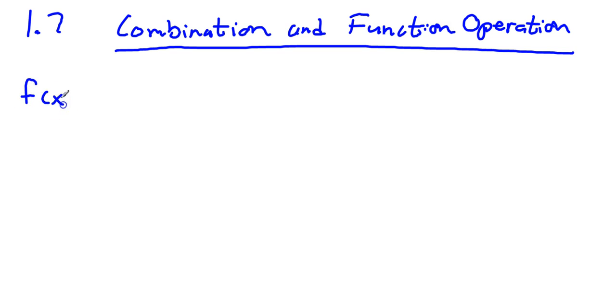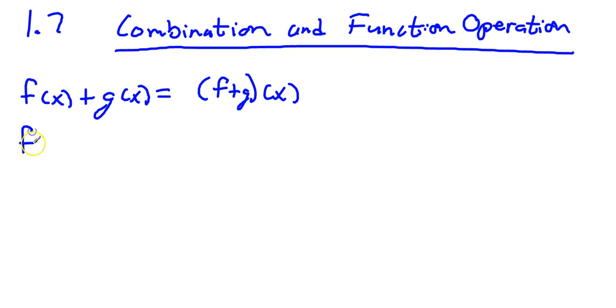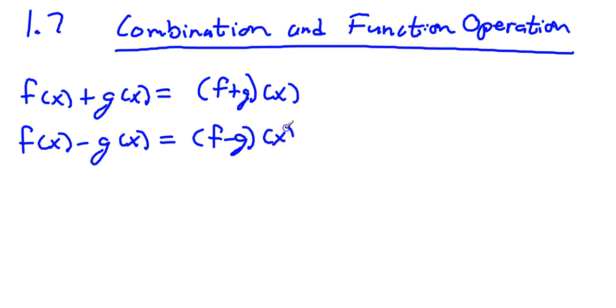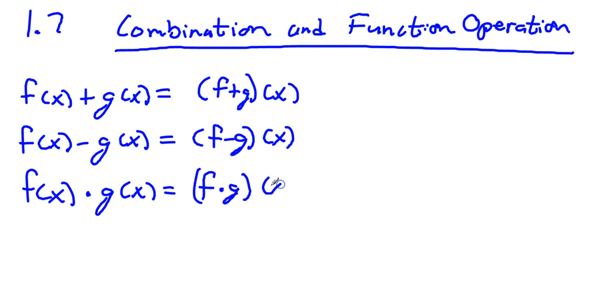The very first thing they tell you is that, depending on what they do with these, they'll write these two different ways. If you have f of x plus g of x, sometimes they'll just put f plus g and just put the x one time. Same thing with a minus. It's f minus g. Multiplication, same thing. They'll just put it into one parentheses. And then division.